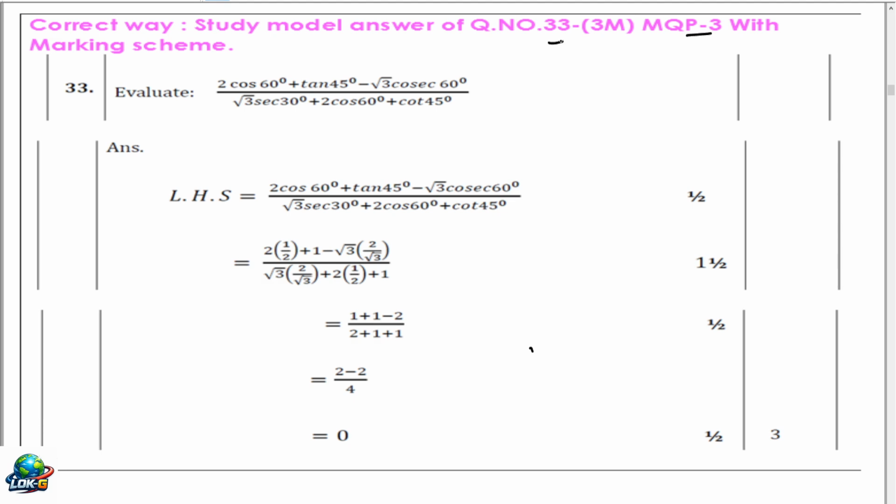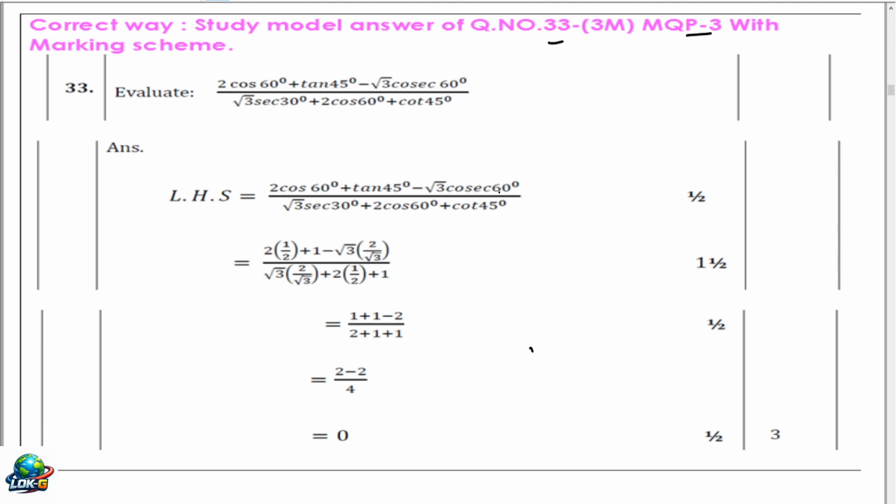Model question number 3. They are asked on standard angles. If you remember, the angles are sufficient. First of all, take the LHS: 2 cos 60 degree. What is cos 60 degree? 1 by 2. Tan 45 degree is 1. Substitute the value. Very easy question, my dear students.